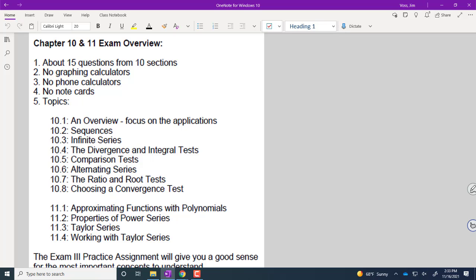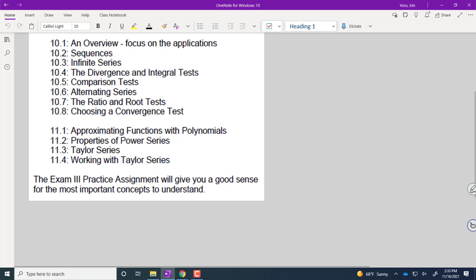So same old stuff, no graphing calculator, and unfortunately you can't use these because these things are pretty darn powerful, and if everybody doesn't have one of these, then those that don't are at a disadvantage. So just the bonehead calculator. No phones, no note cards, but you get the cheat sheet. Chapter 10, chapter 11, all that stuff.